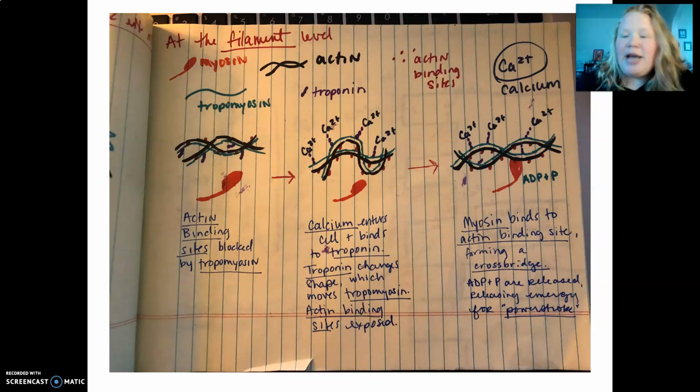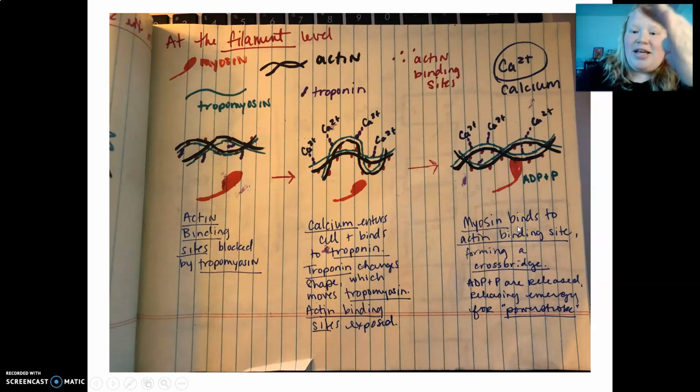Second picture, calcium shows up. Calcium enters the muscle cell and it binds to troponin, because remember, troponin loves calcium. So that troponin binds to calcium and that causes the troponin to change shape. And when the troponin changes shape, it moves the tropomyosin and it reveals those actin binding sites. So the place where myosin is allowed to grab onto actin is revealed.